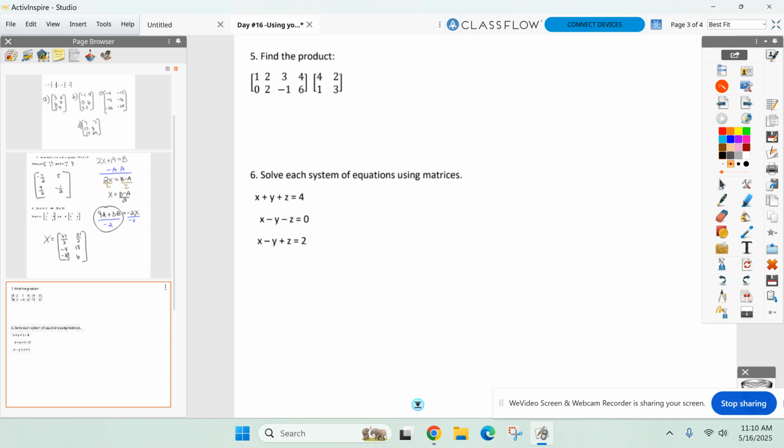All right, so go ahead, type in this first matrix right here, 1, 2, 3, 4, 0, 2, -1, 6. You do not need to call it anything. All right, let's keep going.